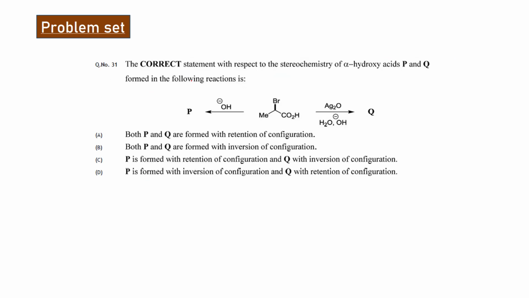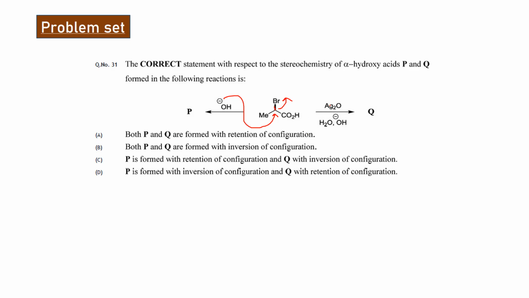The correct statement with respect to the stereochemistry of alpha hydroxy acids P and Q formed in the following reaction. Here no silver catalyst is added, but here silver catalyst is added. In this case, it will undergo a simple substitution type of reaction, so it will come here and eliminate. Here the bromine is above the plane, so the OH will come from below the plane, so there will be an inversion of configuration.